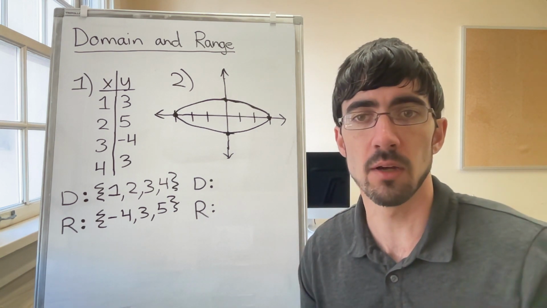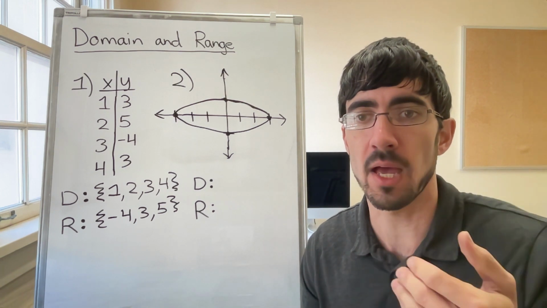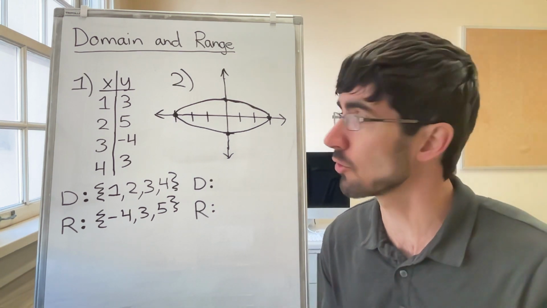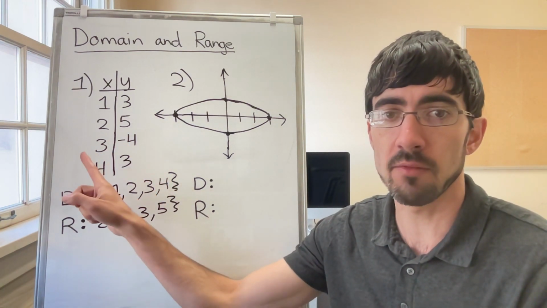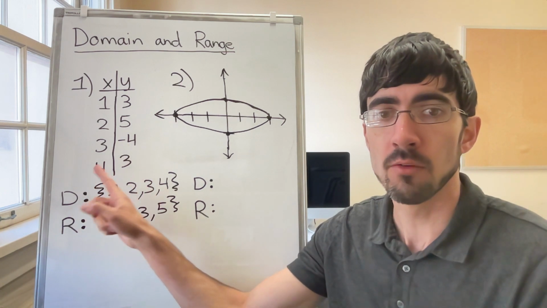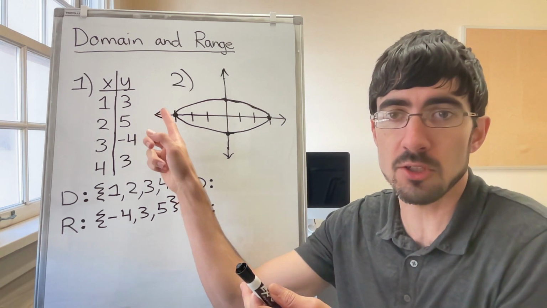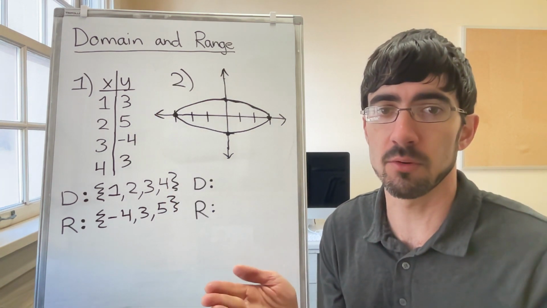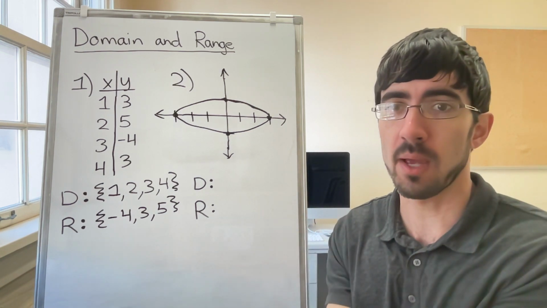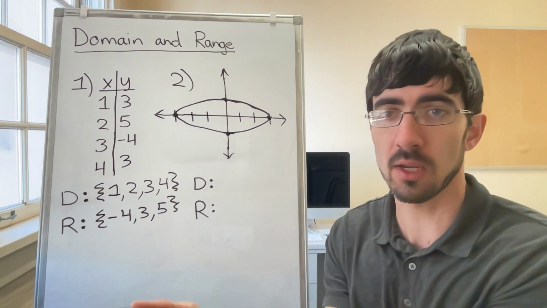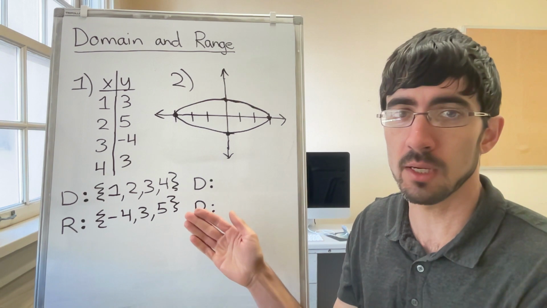Remember that our test for the definition of a function is, does every domain value match with only one range value? And that's true. 1 matches with 3, only with 3. 2 matches with 5. 3 matches with -4. 4 matches with 3. Now that happens to be the same range value as 1 matched with, but that's okay in terms of the range. What's important is that every domain value only has 1 matching with 1 range value. It's okay if they go to the same range value. So this is a function, and here's the domain and the range.